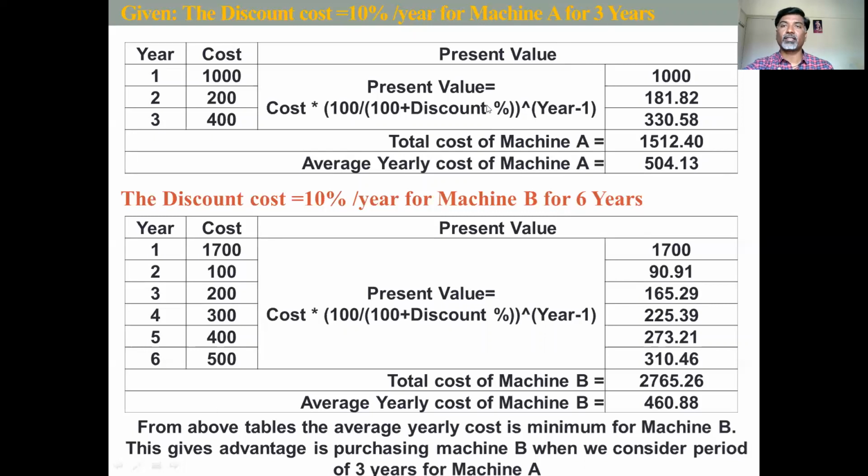Now what you have to check is the average cost for machine A for 6 years. Now we can compare. If you are using machine A for 6 years, and machine B also for 6 years, you compare the average yearly cost, and then you can decide whether to go with machine A or machine B. But in this case, if you are considering that you replace machine A every 3 years, the suggestion is not to purchase machine A, because the average cost of machine B is minimum compared to the average cost of machine A for 3 years.